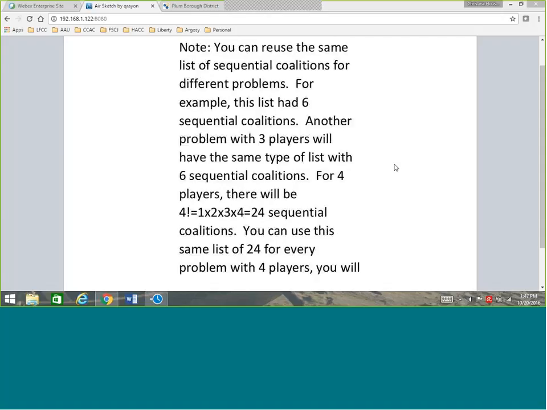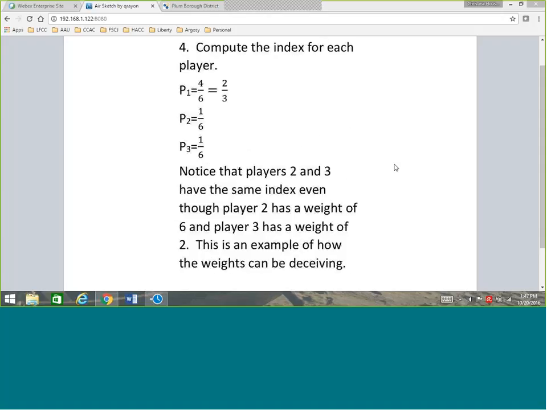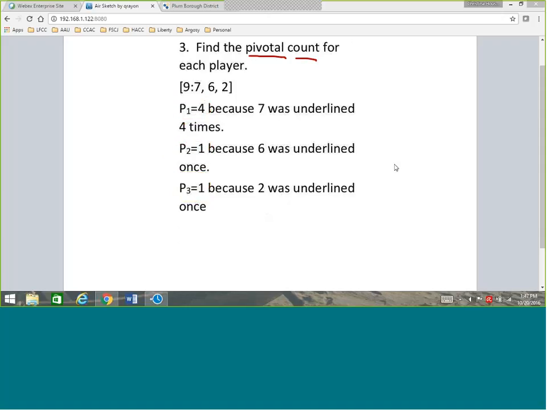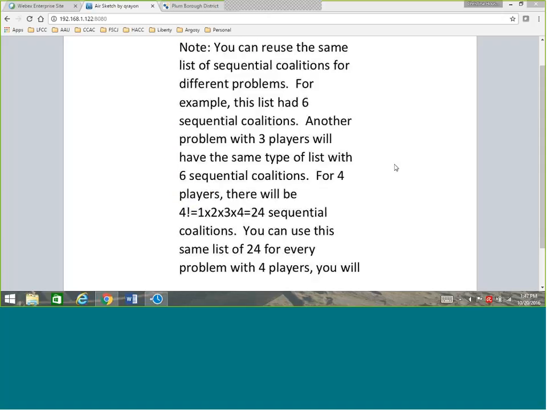Okay. Note that you can reuse the same list of sequential coalitions for different problems. Like I said, this list had 6 sequential coalitions. Another problem with 3 players will have the same type of list. It's just instead of the numbers we had, which were 7, 6, and 2, another situation might use 3 different numbers, but the structure of the list would look exactly the same.